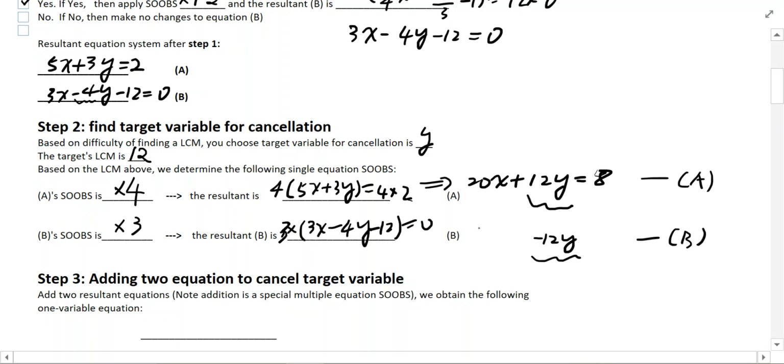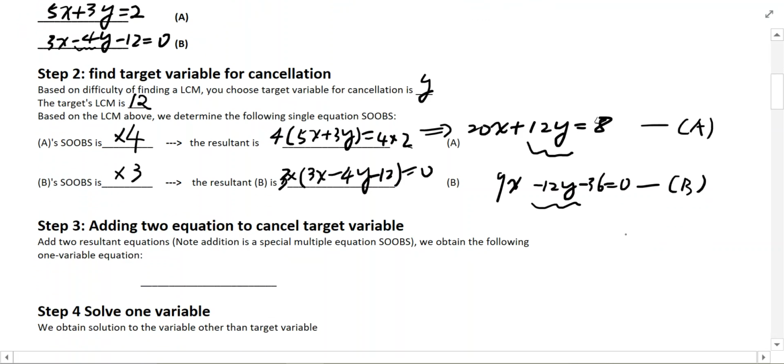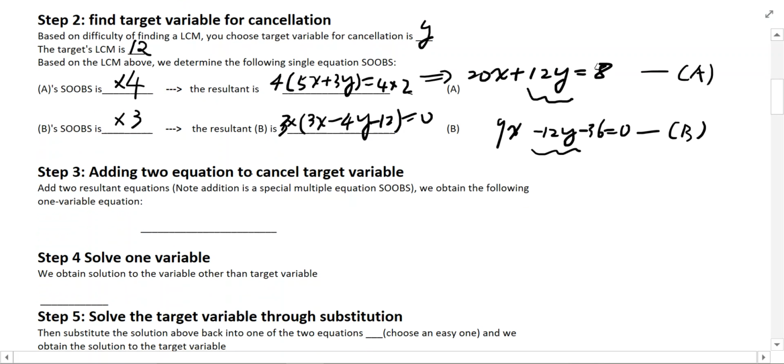And that will give us what? If you distribute it, you will get 9x minus 12y, right? And minus 36 equals 0, right? So now we can start to cancel because there is plus 12y and minus 12y. So we can add the two equations together. So what do we got?